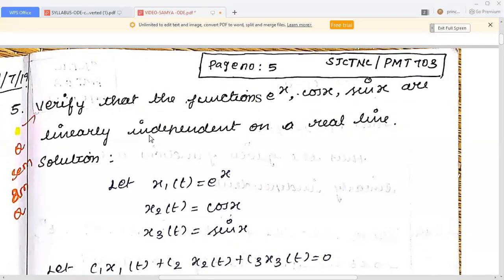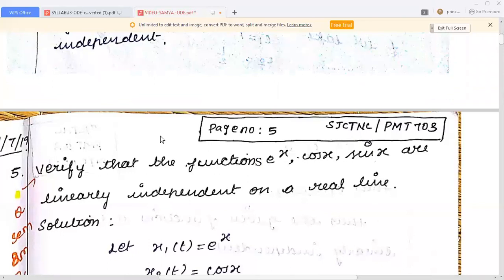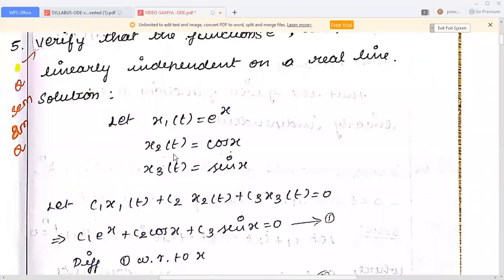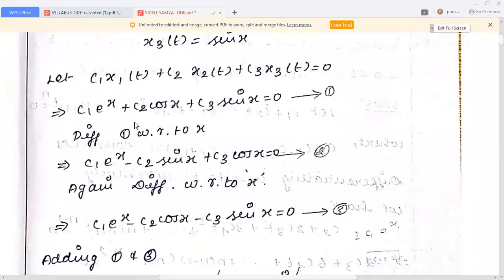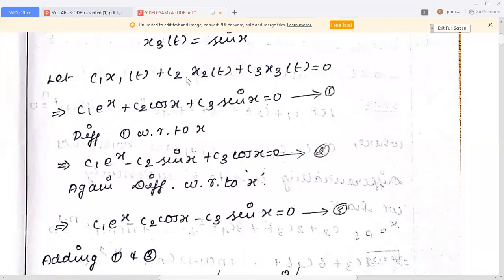Verify that the functions e power x, cos x, sin x are linearly independent on a real line. Now we write the solution. First, you take the given functions as x1 of t, x2 of t, and x3 of t. So they are e power x, cos x, sin x. Now we take the linear combination. Let c1 into x1 of t plus c2 into x2 of t plus c3 into x3 of t equal to 0. Now we can substitute the values of x1, x2, x3 in this linear combination. We get c1 into e power x plus c2 into cos x plus c3 into sin x equals 0. This is equation number 1.